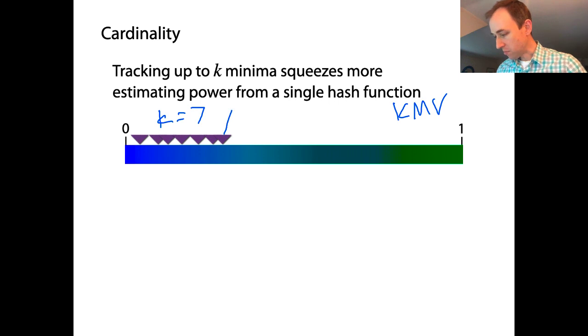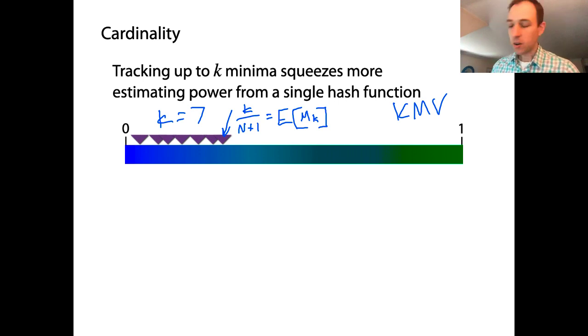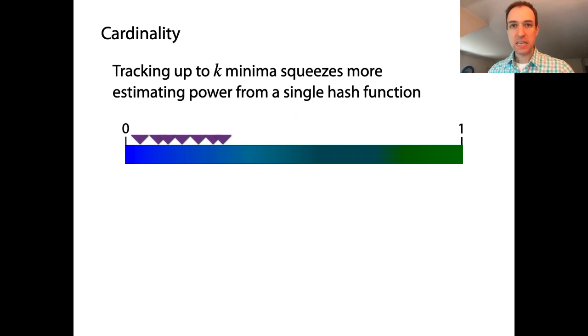And therefore, this one might be the one that we actually plug into the equation, right? That being the expected value of m sub k equals k over n plus 1, right? We plug 7 in for k. Okay, so tracking up to k minima squeezes more estimating power from a single hash function, right? We have not increased the repertoire of hash functions. There's still only one, but we are increasing the number of representatives that we're considering when we're coming up with our summary. It's like asking for more than one card out of the hat.